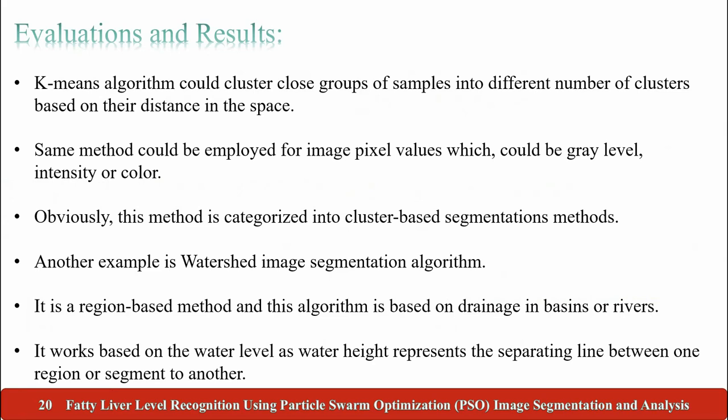Another example is watershed image segmentation. It is a region-based method, and this algorithm is based on draining in basins or rivers. It works based on water level, as water height represents the separating line between one region or segment and another.